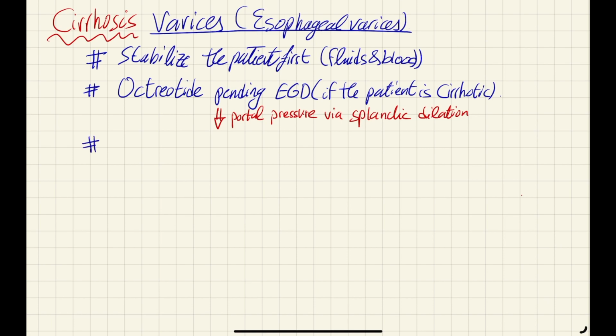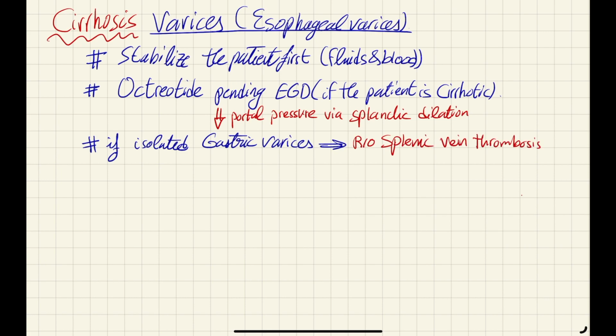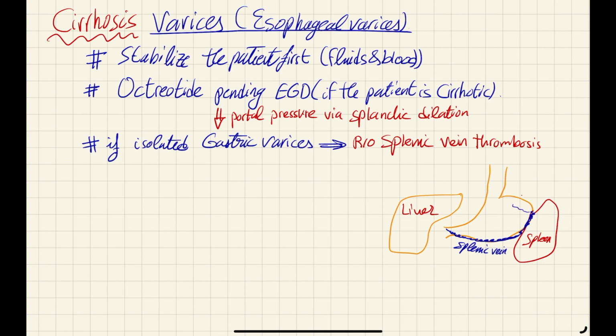Remember again, for isolated gastric varices, think of splenic vein thrombosis. The mechanism is that the spleen drains its blood supply through the splenic vein. However, when the splenic vein is obstructed secondary to thrombosis, this will force the blood to go through the small gastric veins into the left gastric vein. This shift of blood from the splenic vein into the left gastric vein through the small gastric veins will cause engorgement of this vein, and hence we will have the gastric varices. So whenever you see isolated gastric varices, the answer is splenic vein thrombosis.